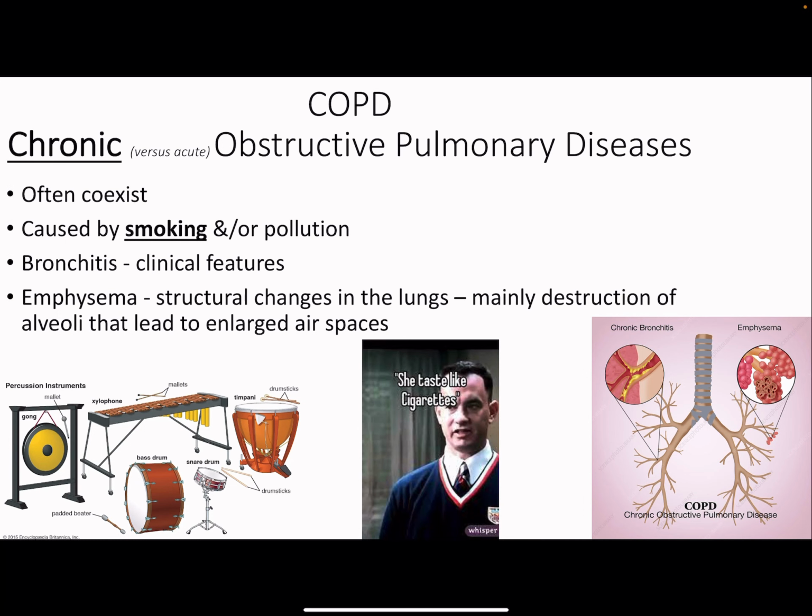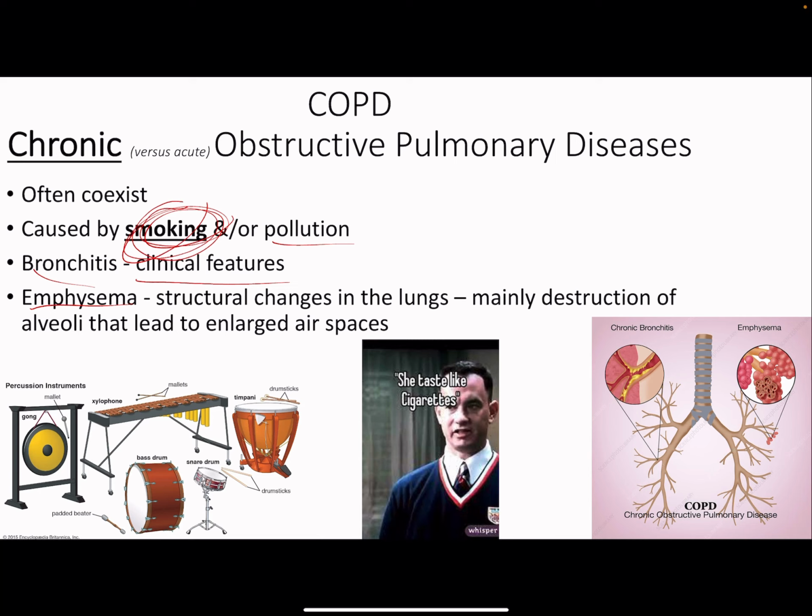So COPD, chronic obstructive pulmonary disease. These are often going to coexist, bronchitis and emphysema. Caused by smoking is really the main culprit, pollution, but mainly smoking. Bronchitis is defined by its clinical features. Emphysema is defined by the structural changes in the alveoli, that this is what leads to the enlarged airspace.